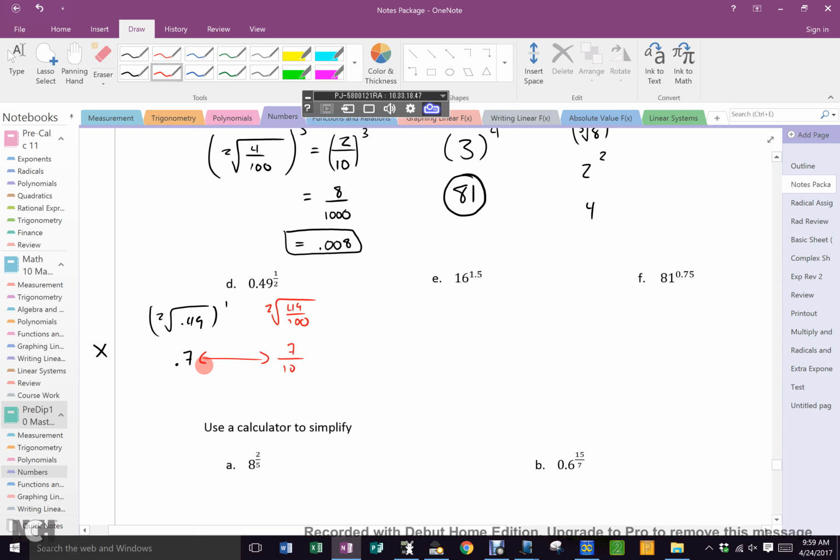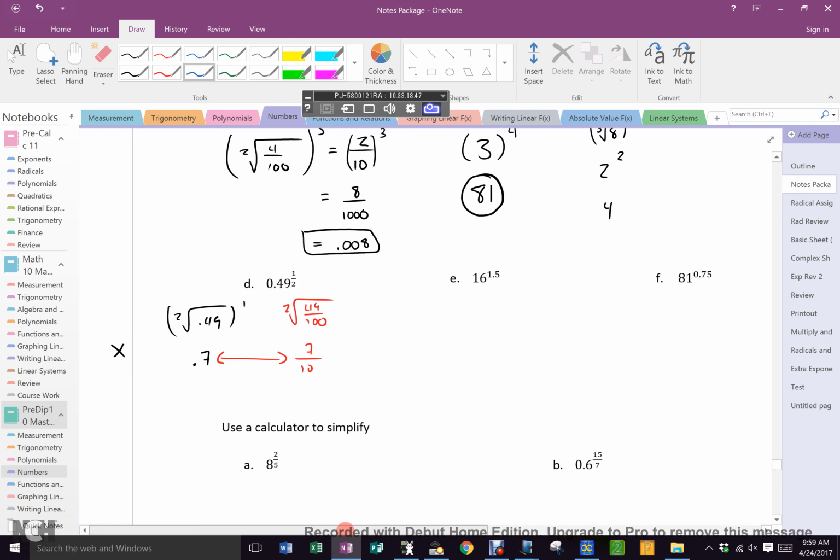Everybody cool? Now, you guys make a lot of mistakes with this, right? For example, if you try to do this in your head, for example, don't write this down. If I asked you the square root of 0.144, what's the answer?